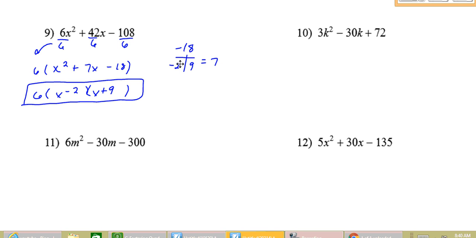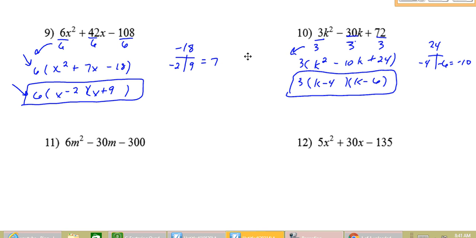Okay, so hopefully you were able to do that problem, and you see that you have x squared plus 7x minus 18 once you divide that 6 out. Again, that's your GCF and part of your final answer. Don't forget about that. And then you take your two numbers that multiply to -18 and add to 7, which would be -2 and 9, and place them here and there. Go ahead and pause the video again and see if you can do the next one.